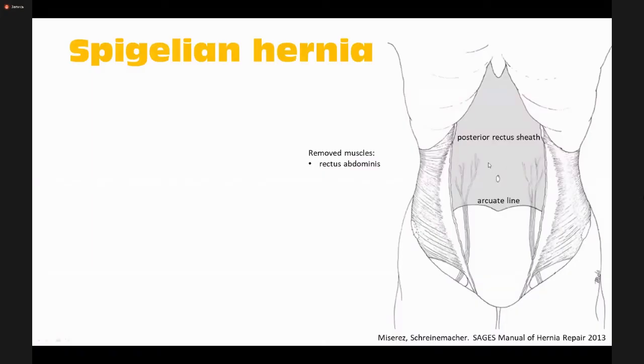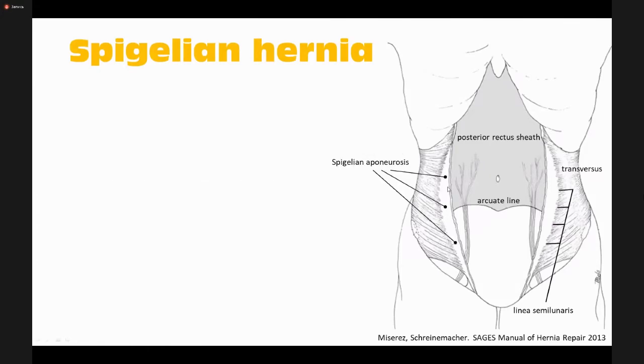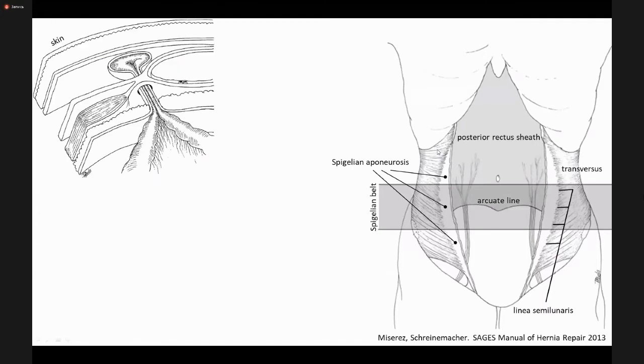On this schematic drawing, we removed the rectus muscle and the outer lateral muscles to show the linea semilunaris, and between the linea semilunaris and the rectus sheath is the Spigelian aponeurosis, which is a site for Spigelian hernias. They can occur anywhere here, but most commonly in the Spigelian belt. And they can look in all kinds of ways.